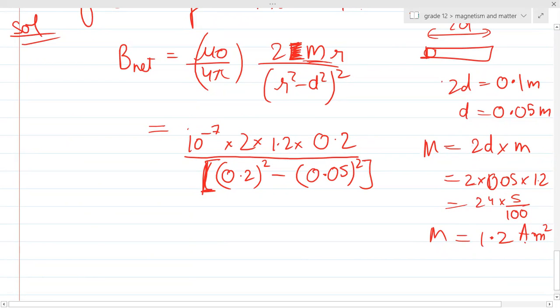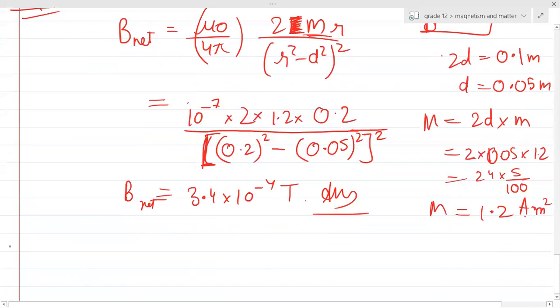Can anyone check once whether the formula is correct or wrong? Mu naught by 4 pi, twice of M r, square by r square minus d square. Correct. So when you solve the whole thing, the final answer which you'll get is 3.4 into 10 to the power minus 4 Tesla. That is the net magnetic field, and that's the answer. Calculation based, simple, easy. Next question.